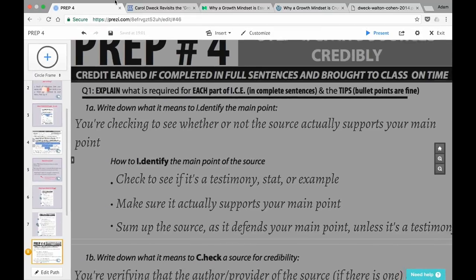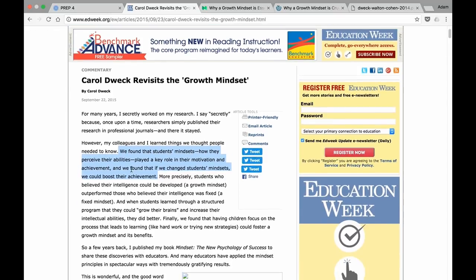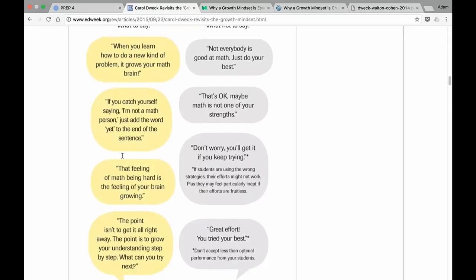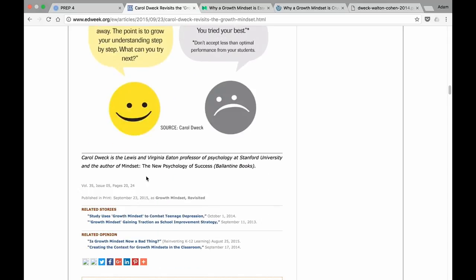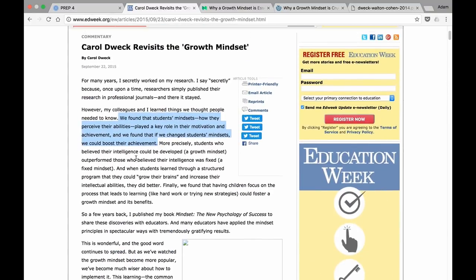All right, so what does this look like? Well, let's find out. I've got a source ready to go right here. And this is from Carol Dweck in 2015. And this is her testimony because Carol Dweck is, well, let's scroll down and see. Oh, she is a psychologist at Stanford University and the author of Mindset: The Psychology of Success. So that makes her, I would say, a pretty good expert on mindsets.